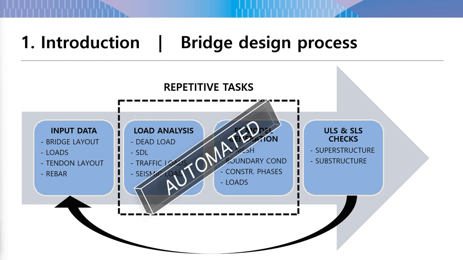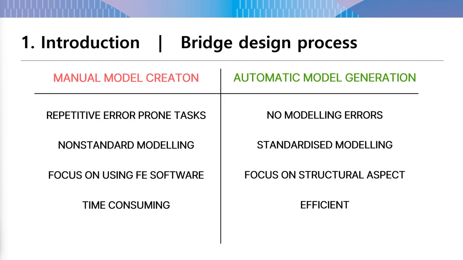So what are the advantages of this parametric approach to bridge design? During manual model creation, the engineer goes through the same tasks again and again. These tasks are boring, they require 100% focus, and if the engineer's focus is not at maximum level, there is some possibility that errors may occur. And during automatic model generation, there is zero possibility of these modeling errors occurring.